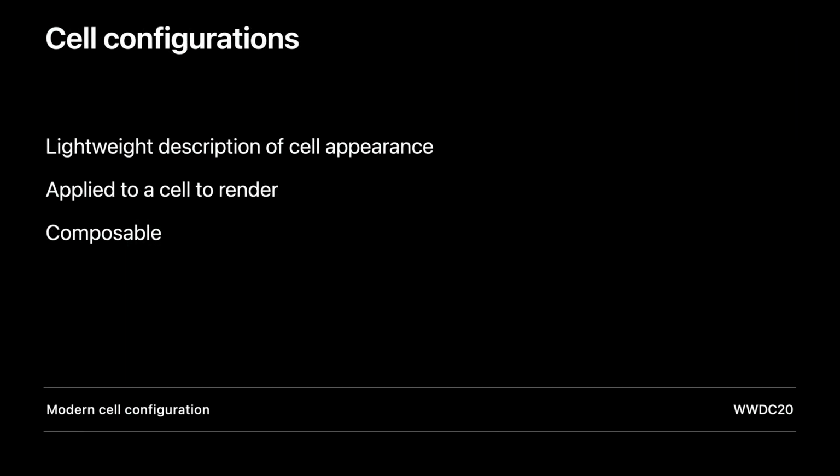Cell configurations are a modern way to define the content, styling, and behavior of cells in UIKit. Unlike a UIView or UIViewController, a configuration is just a lightweight struct. It's inexpensive to create. A configuration is only a description of a cell's appearance, so it needs to be applied to a cell to have an effect. Configurations are composable and work with both UICollectionView and UITableView cells. For more details, you can watch Modern Cell Configuration. With that in mind, let's dive in and start using UIHostingConfiguration.